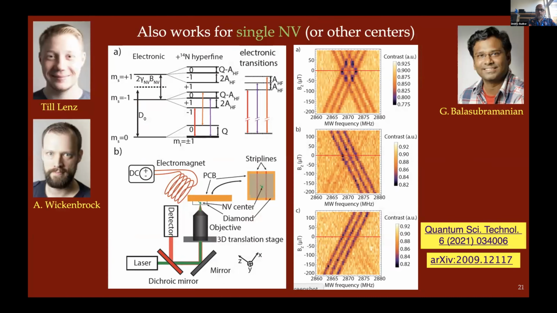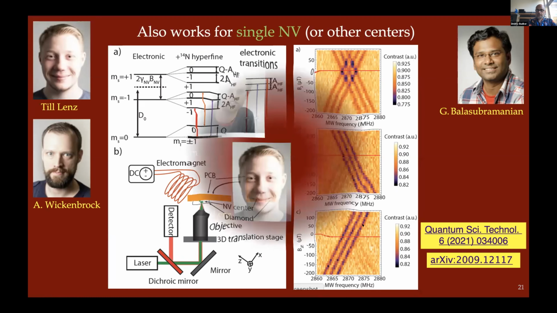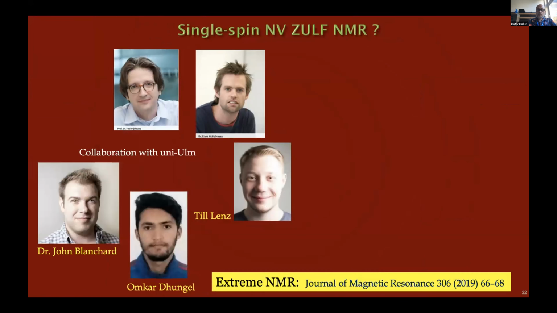What I've told you so far pertains to ensemble magnetometry, but sometimes you want to work with just one nitrogen vacancy center. Long story short, this method that I described also works very nicely for single NV centers as well. And this has been recently published in Quantum Science and Technology.